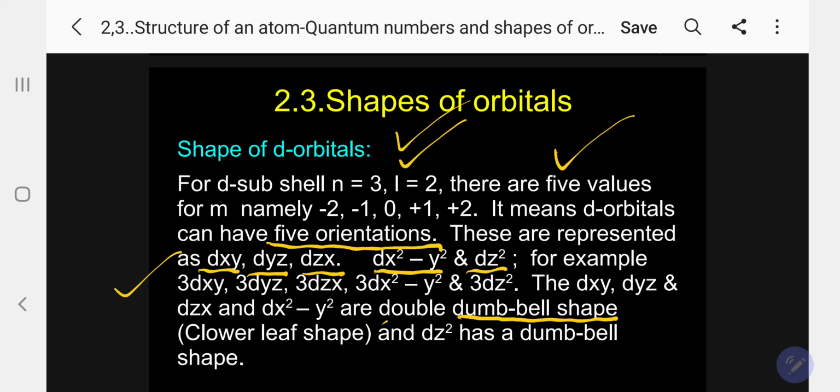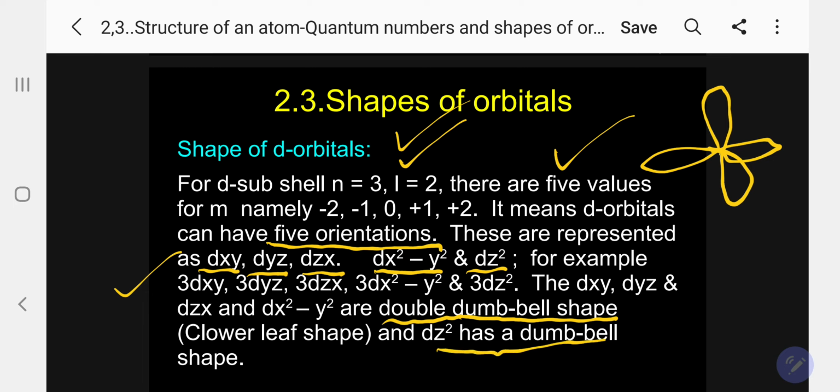That is double dumbbell. Kindly follow. What is the double dumbbell? This is a dumbbell, and then this is another dumbbell. So double dumbbell shape, that is clover leaf shape. And dz squared alone has a dumbbell shape.